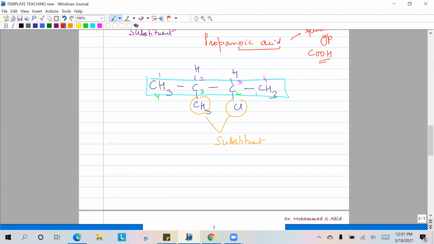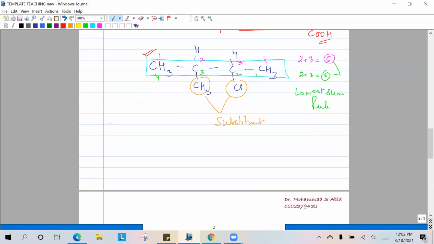Now, when there are more than one ways of numbering, then you follow the lowest sum rule. The lowest sum rule is you add the positions of the substituents. So the purple one, it is 2 plus 3, that is 5. And the green ones, 2 plus 3, that also is 5. So both of them, the total is the same. This is called the lowest sum rule. So both are the same. You can consider any one of them. So let us consider the purple way of numbering.